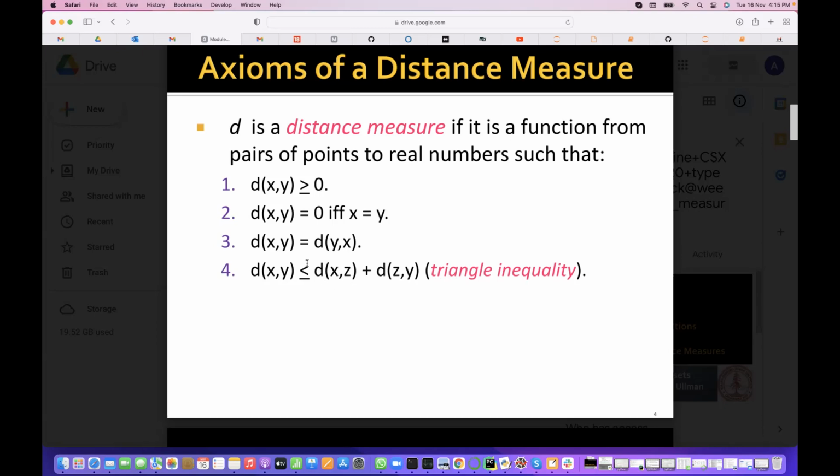To go to y, you go via z. It means first you reach from x to z, then from z to y, then still you reach y. But the distance should always be more than the direct distance. That is the triangle inequality.